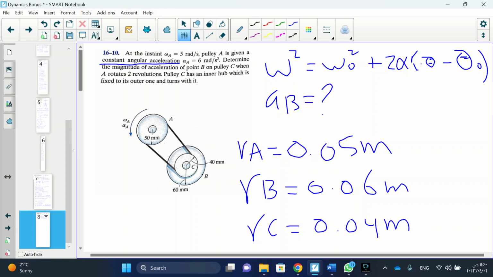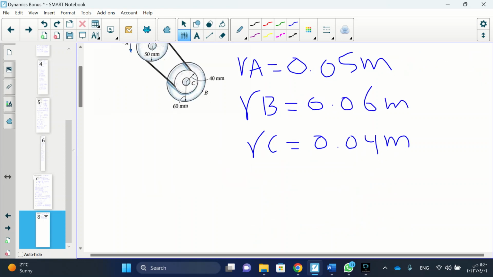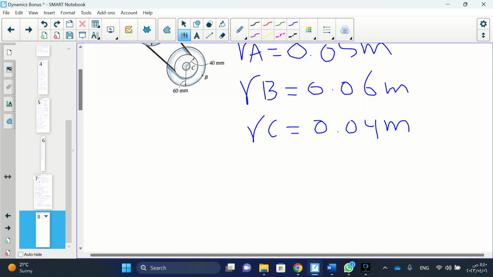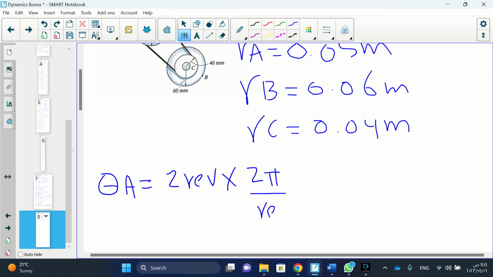Okay, so we also know theta A is equal to 2 revolutions times 2 pi per revolution. So we will have 2 times 2 pi, which is 12.566 rad.